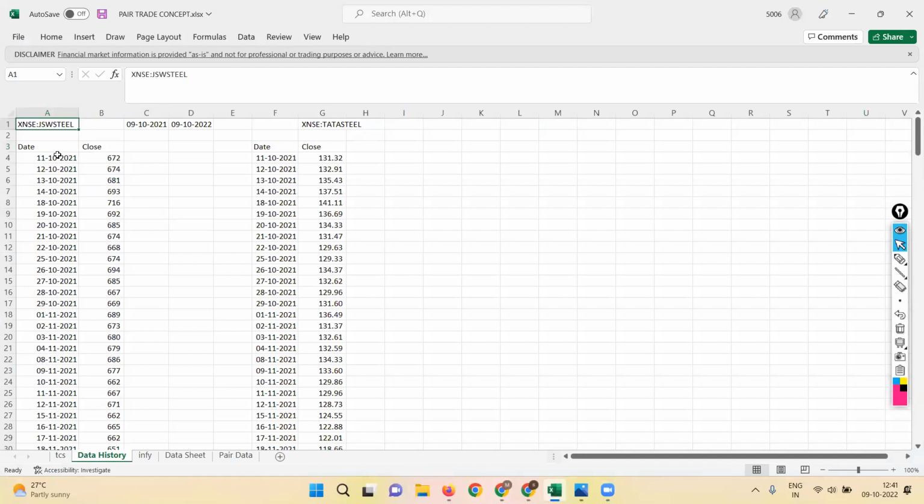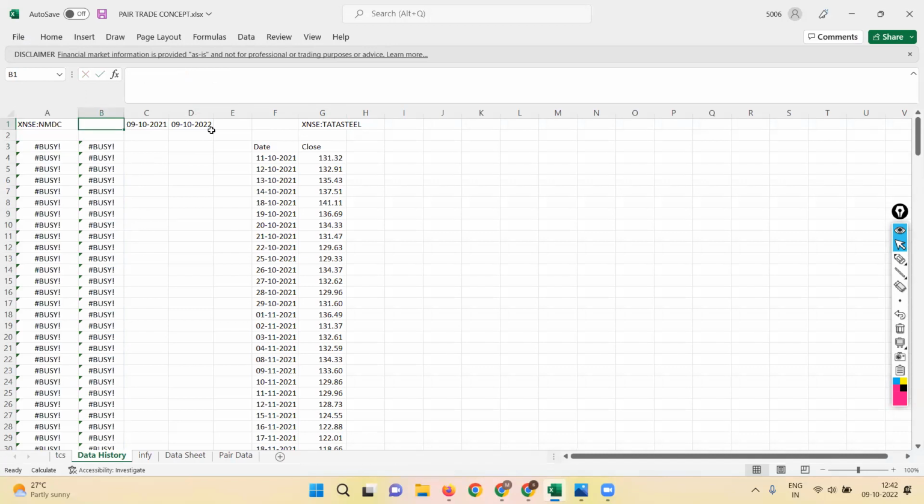Sir, the XNSE stock name. I have put XNSE JSW as an example. In the second, XNSE Tata Steel, and C is the from date, D is the to date. It's simple. Stock history A1, C1, D1. It will automatically come.